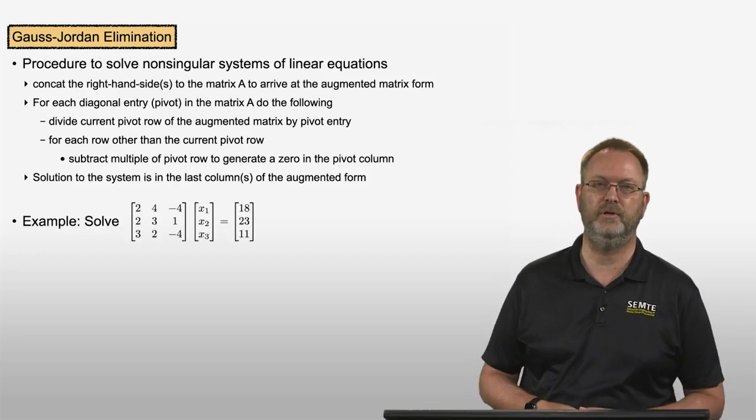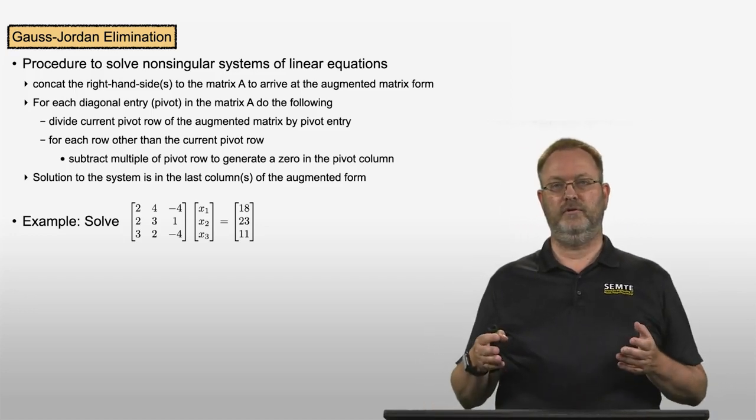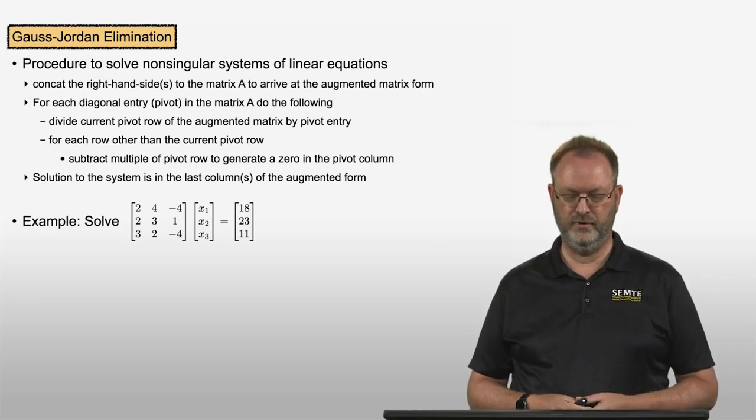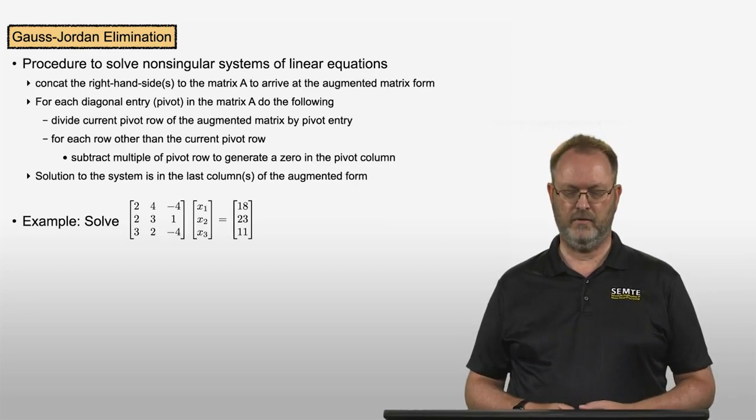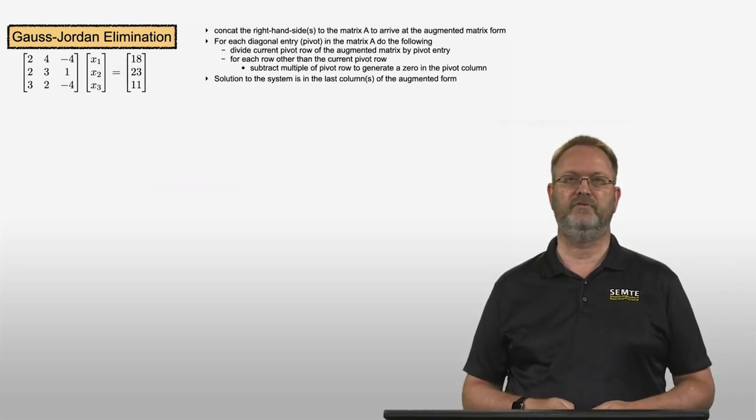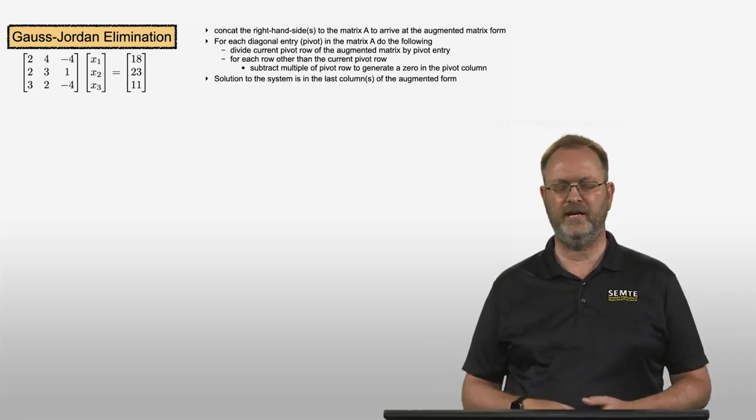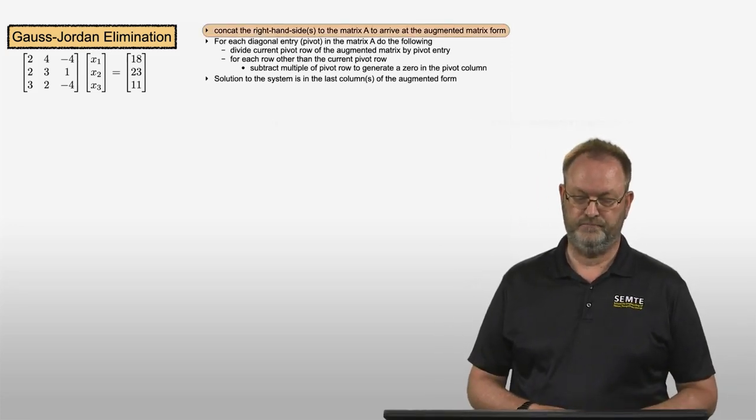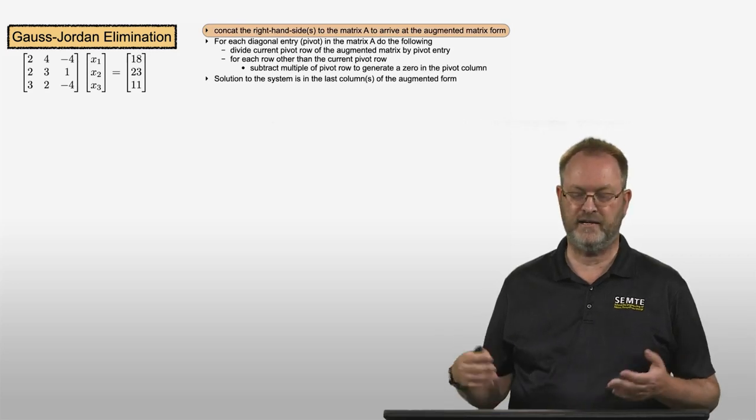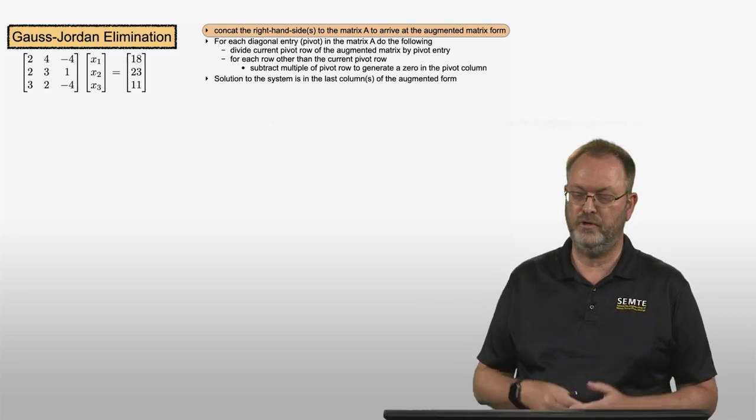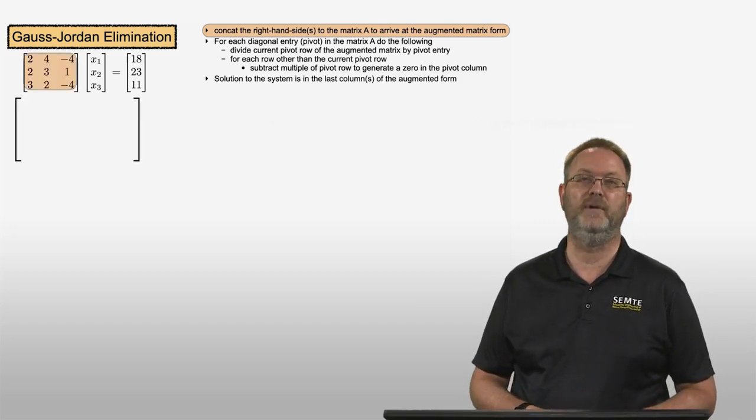Okay, so let's do an example. Let's solve these three linear equations for the three unknowns x1, x2, and x3 using our algorithm. Okay, so let's put the algorithm here on the top of the slide. Let's just walk through the steps one by one, and see what happens to the matrix and the solution. Step one was concat the right-hand side that this system has to the matrix A to arrive at the augmented form.